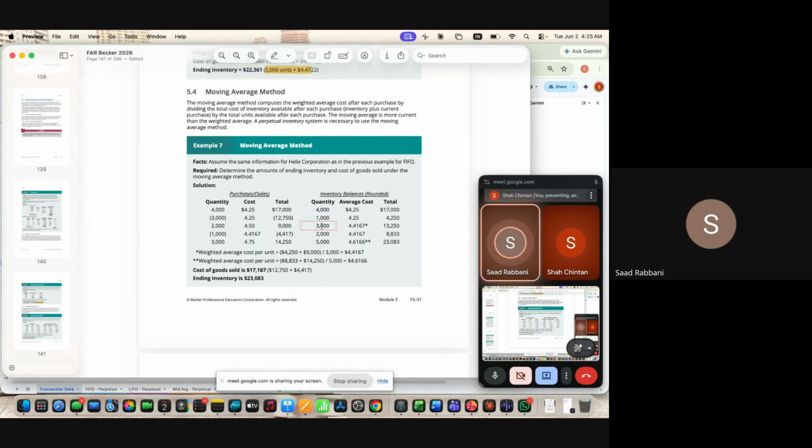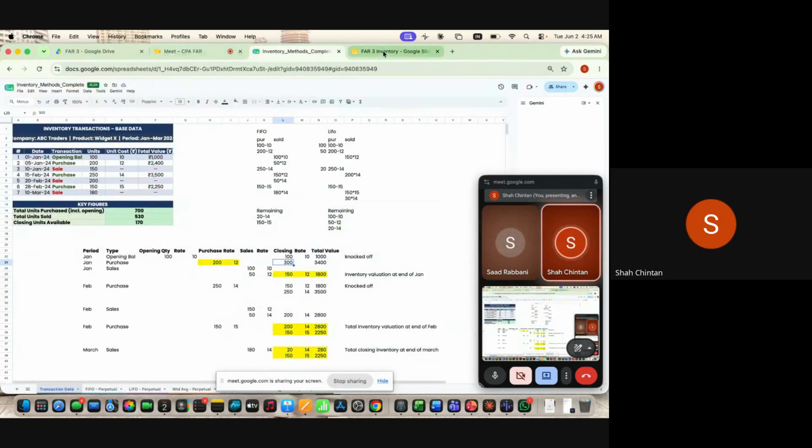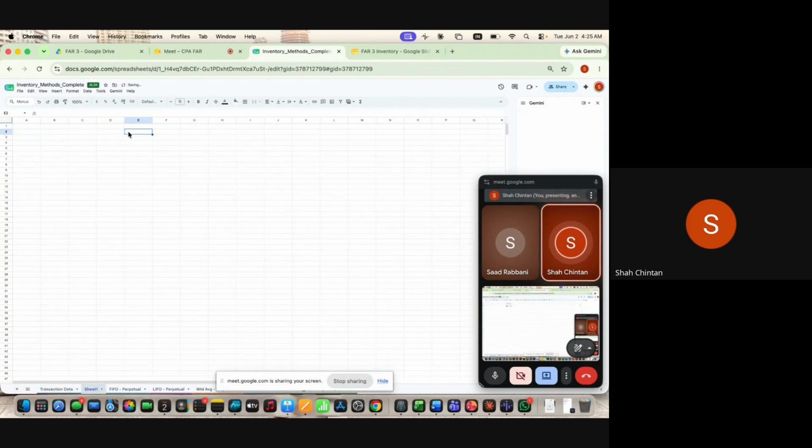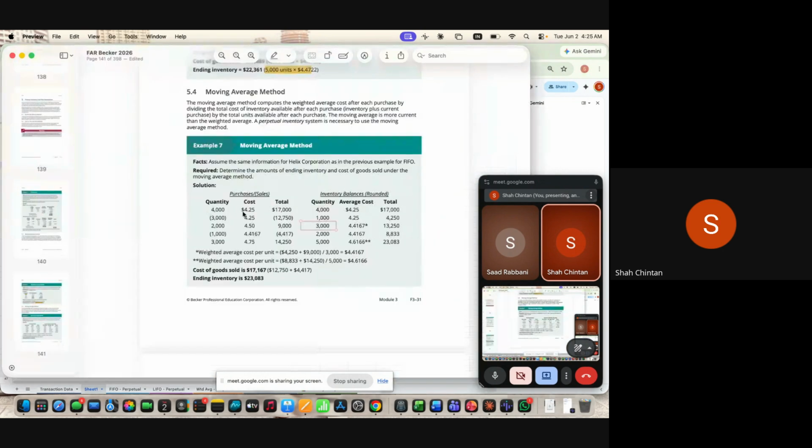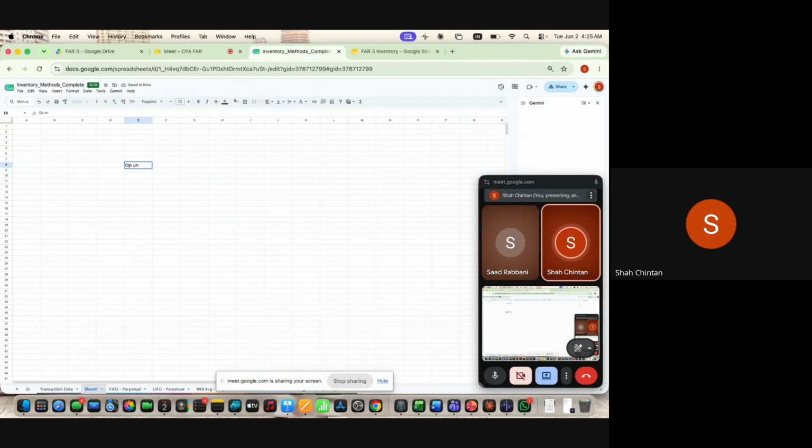The average, we are multiplying the quantity with the cost, and then we're dividing by the total quantity in this case. What we are doing, so let's open Google Sheet. So what we are doing in this case, so you had opening units, and then you have sold, and then you have a balance. So first of all, you had 4000 units at 4.25 each. That means your opening valuation or whatever purchase was 17,000.